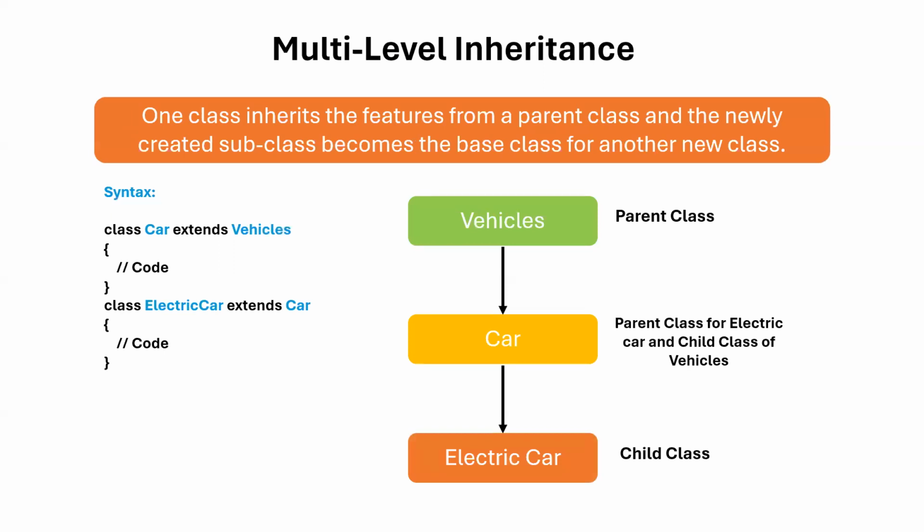Inheritance can be multi-level inheritance, where one class inherits the features from a parent class and the newly created subclass becomes the base class for another new class. Here you can see the car class works like a parent class for the electric car and a subclass for the vehicle class. This is known as multi-level inheritance.